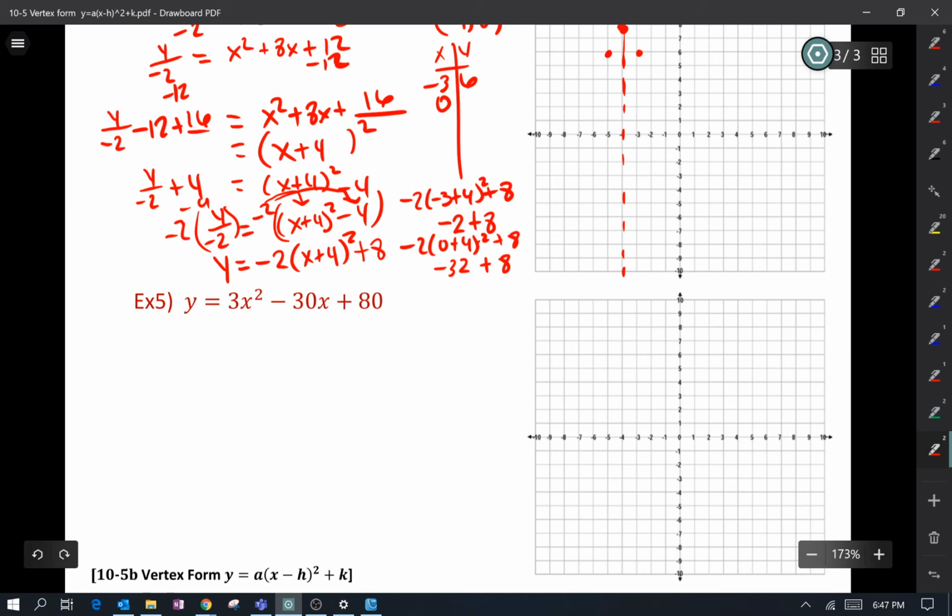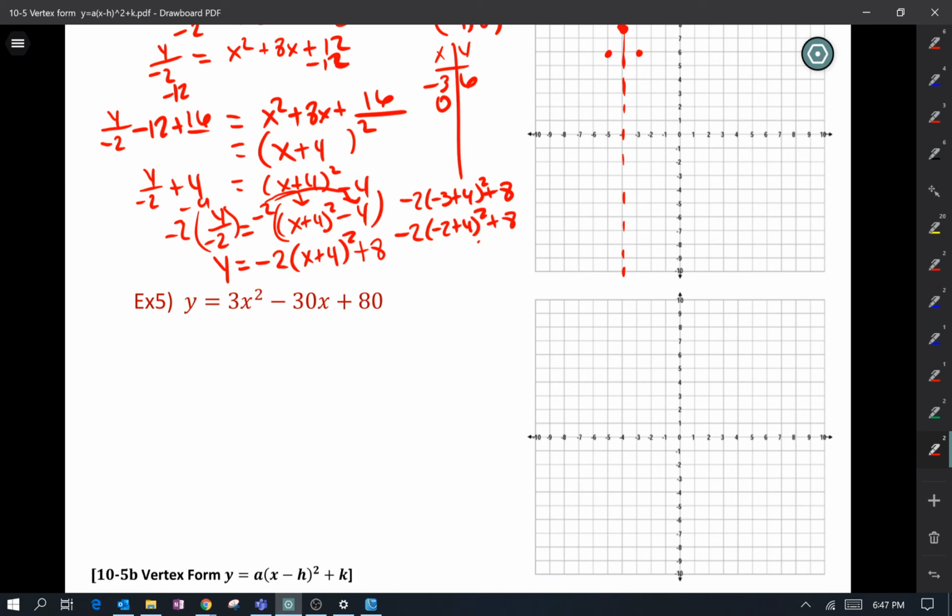I'm already off the graph, aren't I? Okay, if I'm off the graph, then I'm going to have to pick a different number, right? So maybe not 0. Let's just try negative 2 then. So we got negative 2 times negative 2 plus 4 squared plus 8. Negative 2 plus 4 is 2. 2 squared is 4.